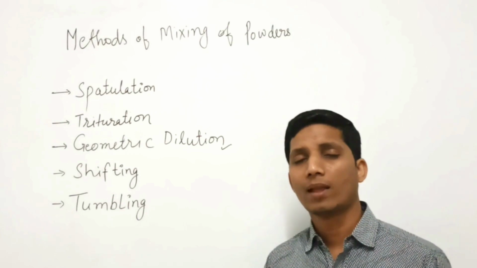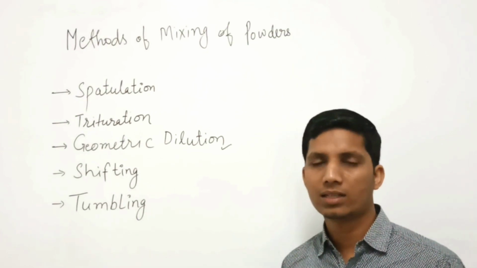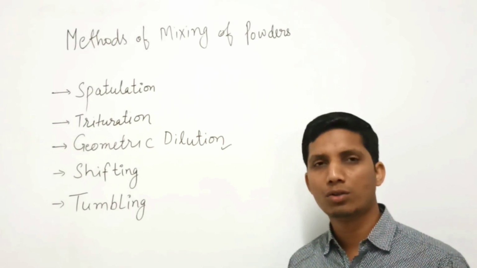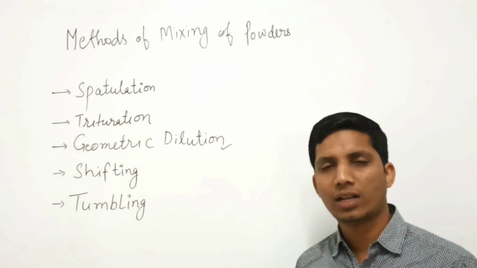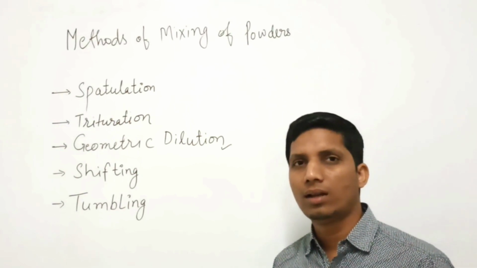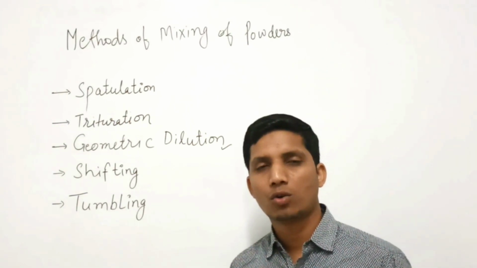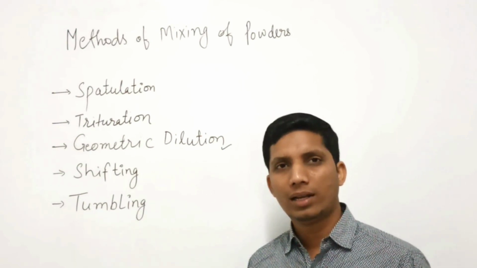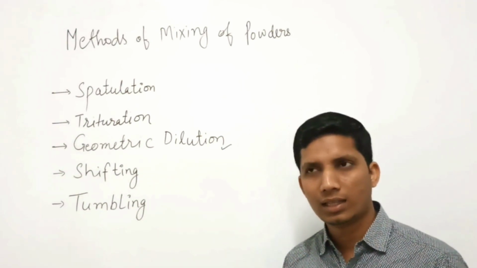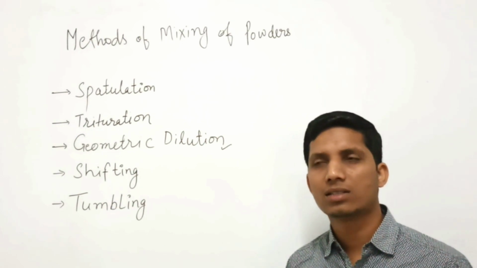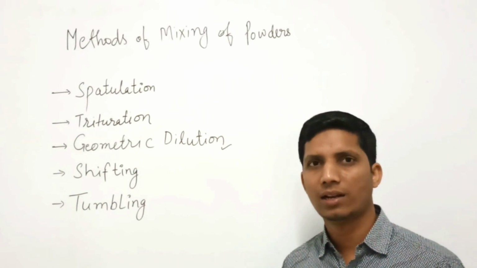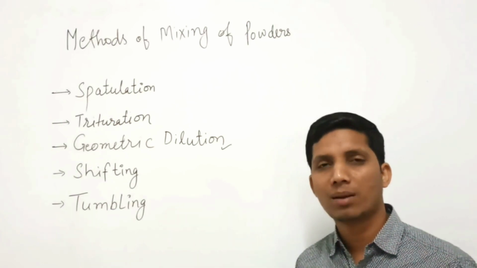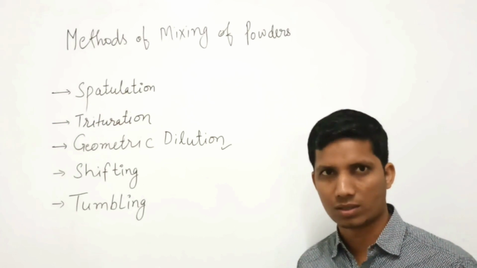Next is tumbling. Tumbling is mainly called an industrial method. It is generally used in industry. Very large containers are used for this, and the different powders which are to be mixed are put in that container and mixed with the help of an electric motor. This type of mixing is done on a large scale, but some methods may be used in combination for the mixing of powders.